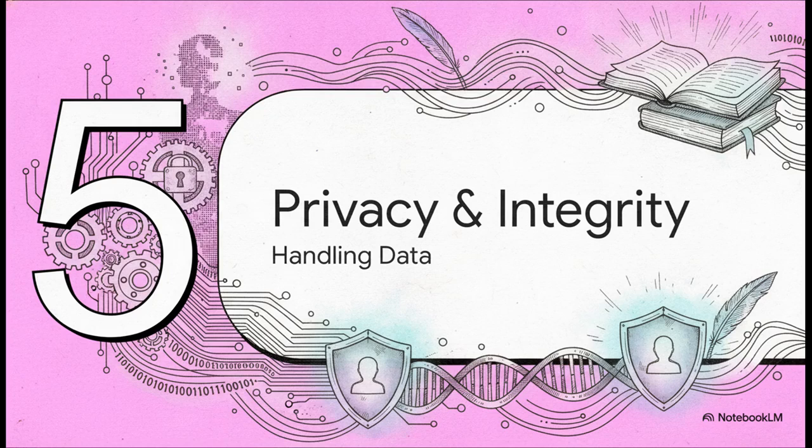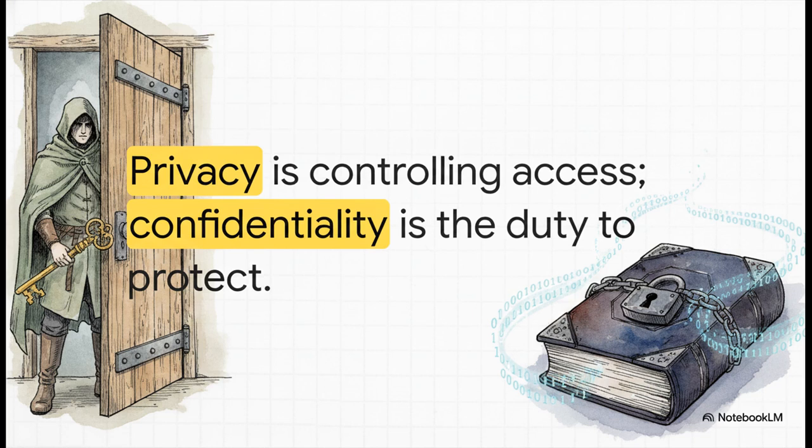Now, for Section 5, Privacy, Honesty, and Integrity. So we are now shifting our focus from the protection of human bodies to the handling of sensitive data. And it is incredibly important here to distinguish between two terms that often get mixed up: privacy and confidentiality. Privacy is a person's fundamental right to control access to their personal information. Confidentiality, however, is the researcher's strict professional duty to protect that information once it has been shared with them.